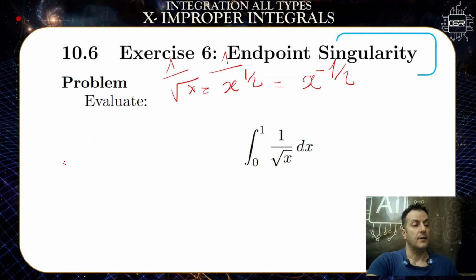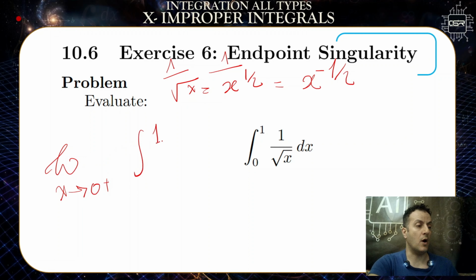Now, as for the limit, we know that for x equals 0, 1 over 0 blows up, correct? So we cannot find it like this. We need to go into the methodology of limits. So this is equal to the limit as a approaches 0 plus, okay, of the integral from 1 to a of 1 over square root of x dx.